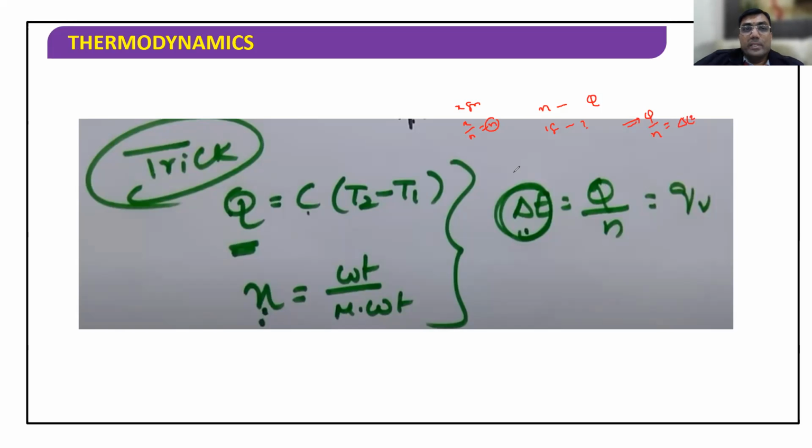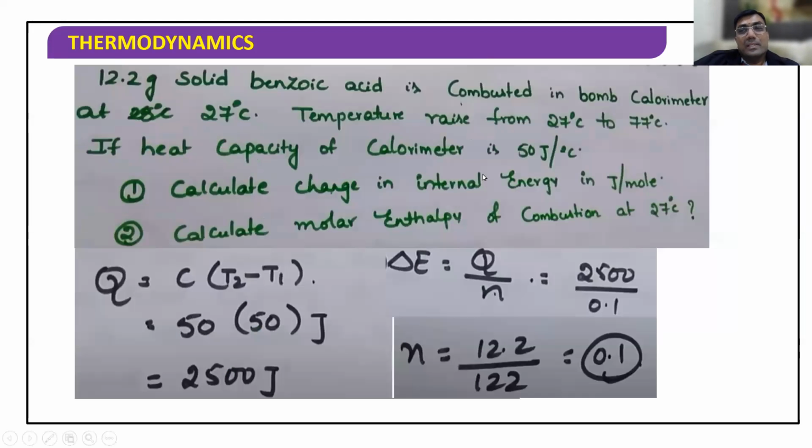So Q is what? This one. N is what? Weight by molecular weight. So this is how you can calculate delta E, because it is at constant volume. Is this experiment constant volume or not? Yes, sir. That's why at constant volume what you get is internal energy. Agreed or not?